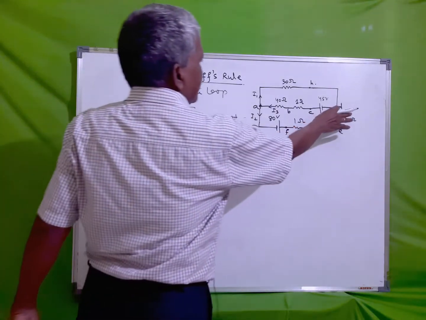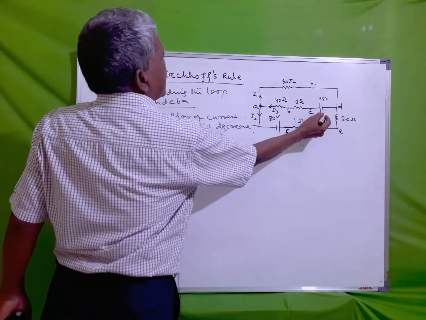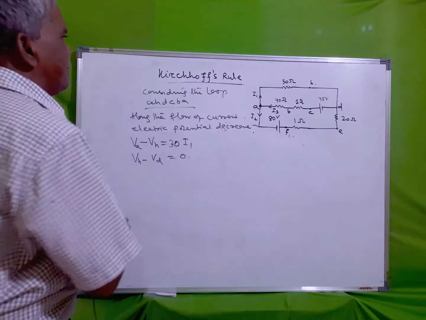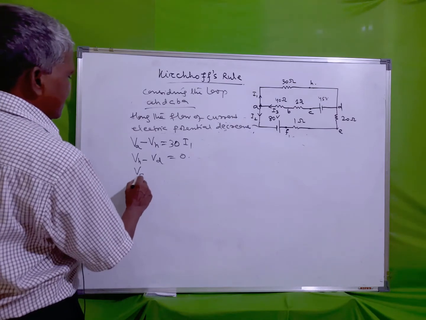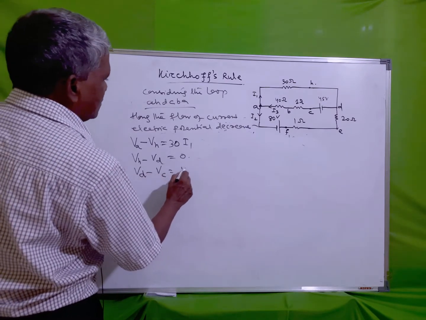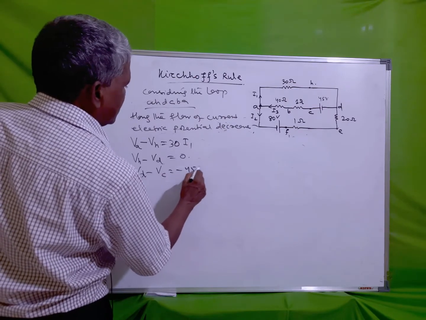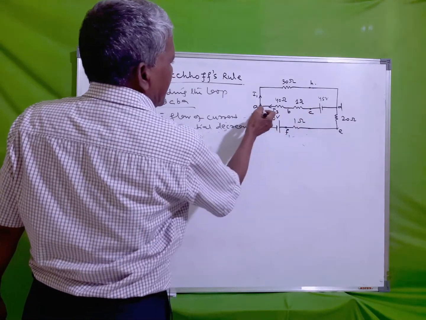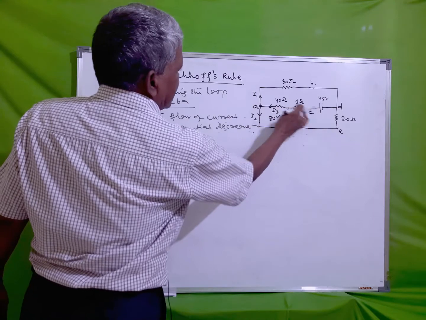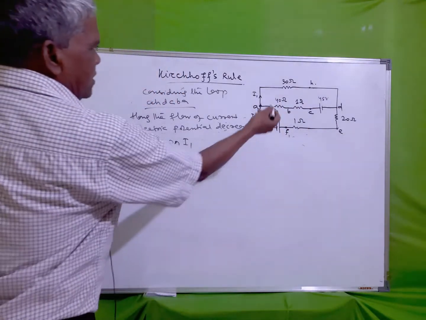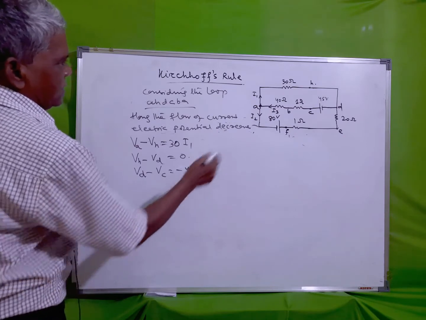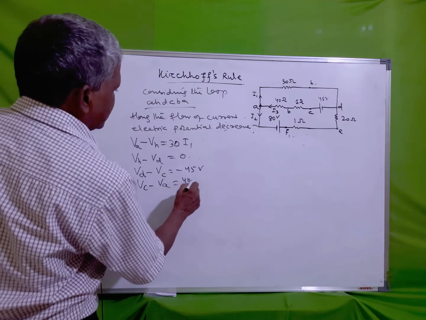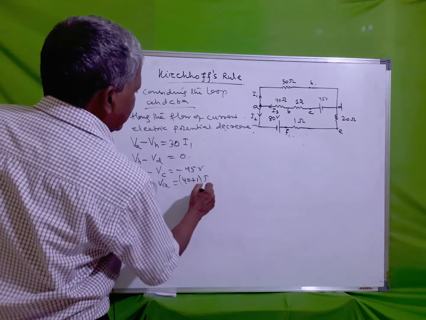Again coming from D to C, this is a negative terminal, so it is a lower potential. This is the positive terminal, so C is at higher potential. So we can say VD minus VC is equal to minus 45 volt. Again from C to B or B to A, the current is the same and there are two resistors. So in one equation we can write VC minus VA is equal to 40 plus 1 into I3.